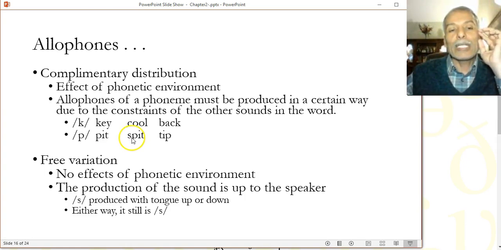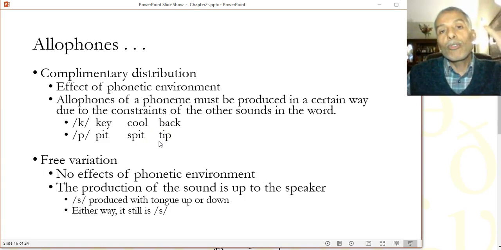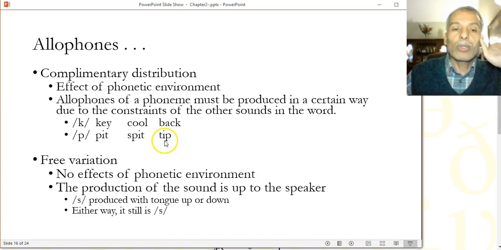But if you say spit, you don't have the aspiration, you don't have that puff of air. So that is more silent. And when you say tip, you might not even open your lips at all. So that is totally silent. So it's three different ways of saying this p sound. These are alternative forms or allophones of the p. But again, they are still representing the p sound.